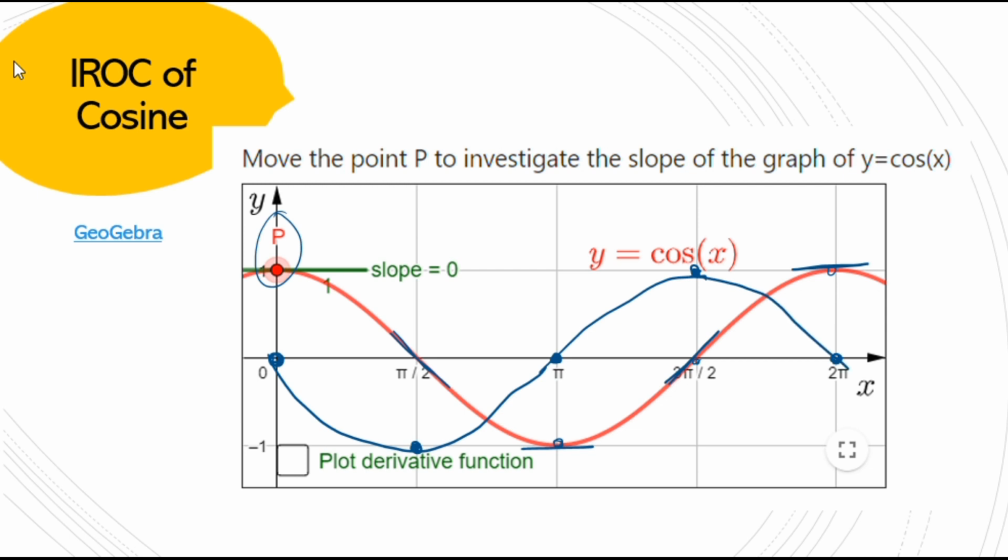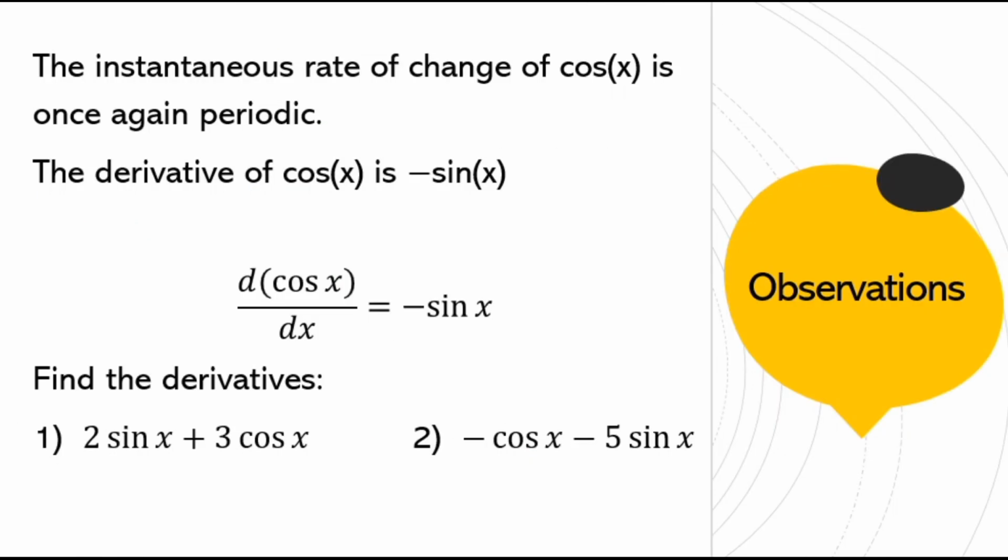And continuing on, repeating. What's this? Well, it starts at 0, so it's a sine, but it doesn't go to a maximum, so this is a negative sine. And here we go. We can observe that the derivative of cos x is negative sine x.